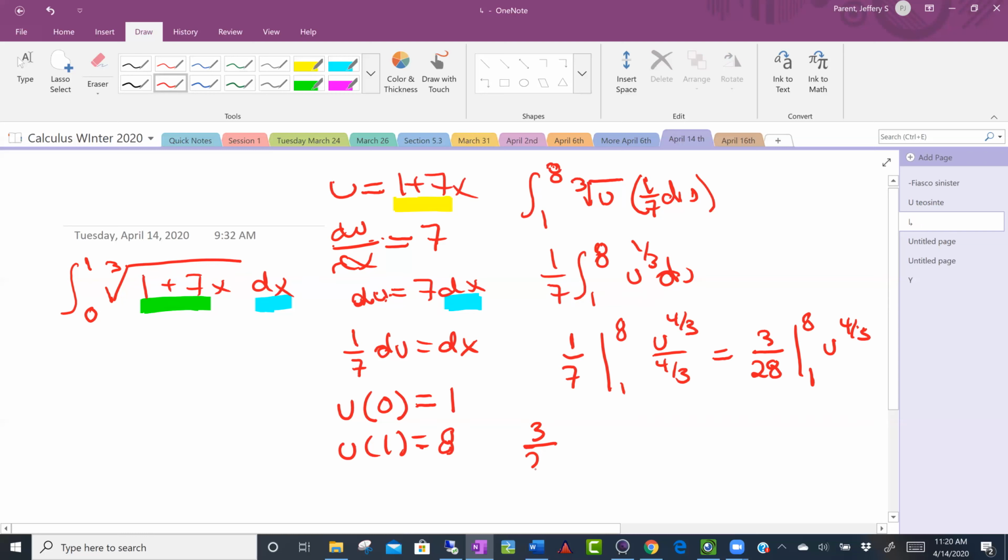So I like leaving that constant out in front so I don't have to keep on writing it. So it's going to be 8 to the 4/3 minus 1 to the 4/3. So 8 to the 4/3 is going to be 16. Minus 1 is 15. So what's inside here is 15 times 3/28 is going to give me 45/28.